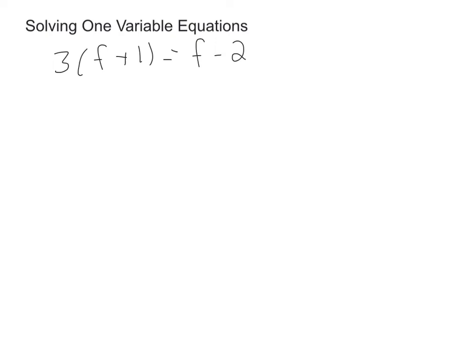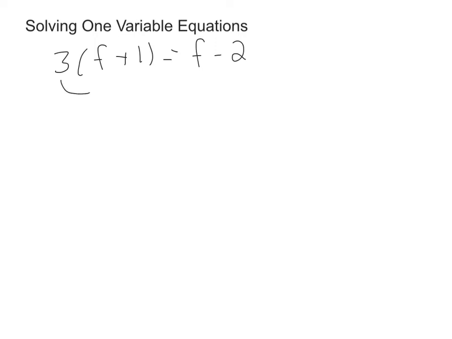So this station's about solving one variable equations. There's only one variable in there, f. Although it's there 2 times, it's the same one, and we're allowed to combine it if we get it in the right situation. So the very first thing that we do when we're solving one variable equations is if we need to distribute, we do that first.